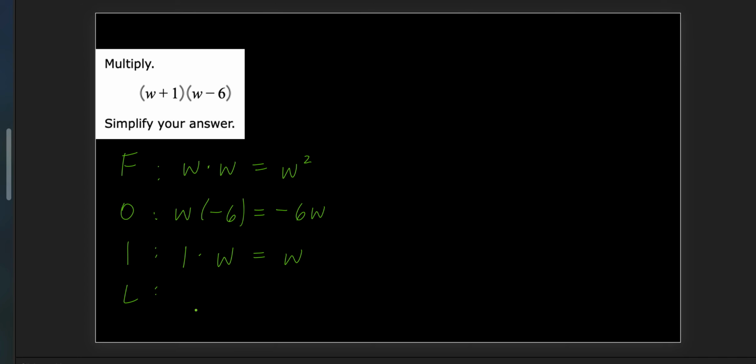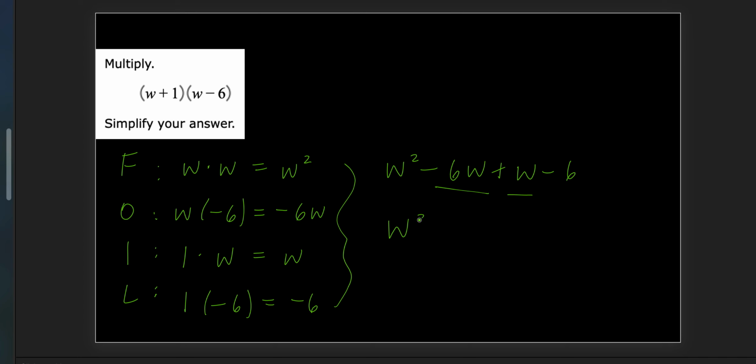And then L for last, what will go here? 1 times negative 6, okay? Negative 6. And so line these up. W squared minus 6W plus W minus 6. And these are alike, so we can combine those. So we have W squared minus 6 plus 1, that's a minus 5W minus 6. And that's it, okay? Using the FOIL process is what we can do anytime we have two binomials.